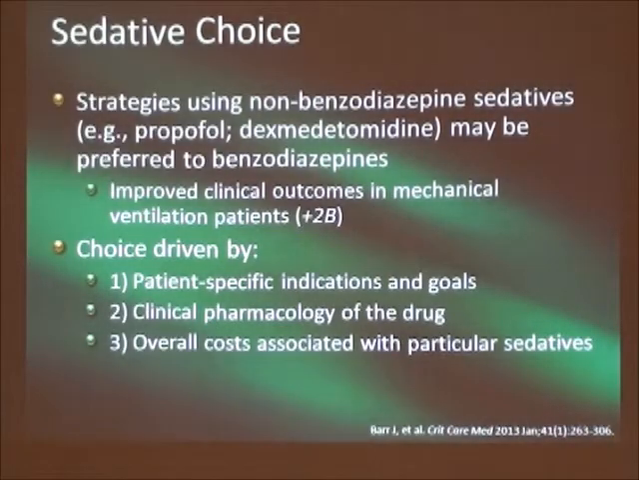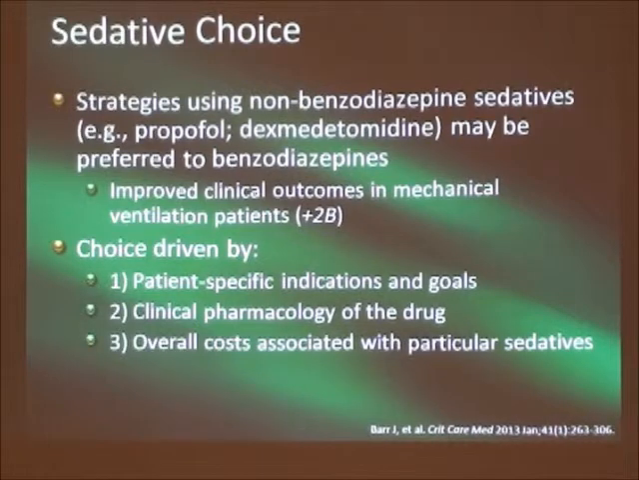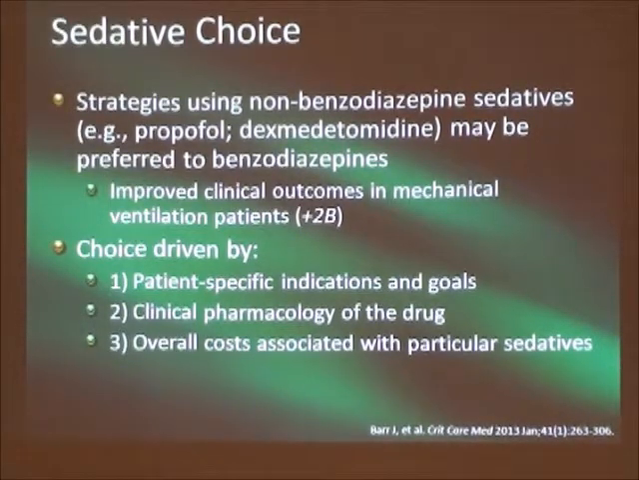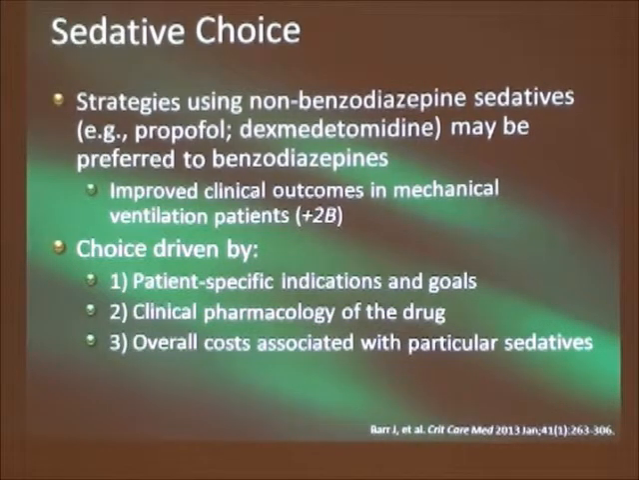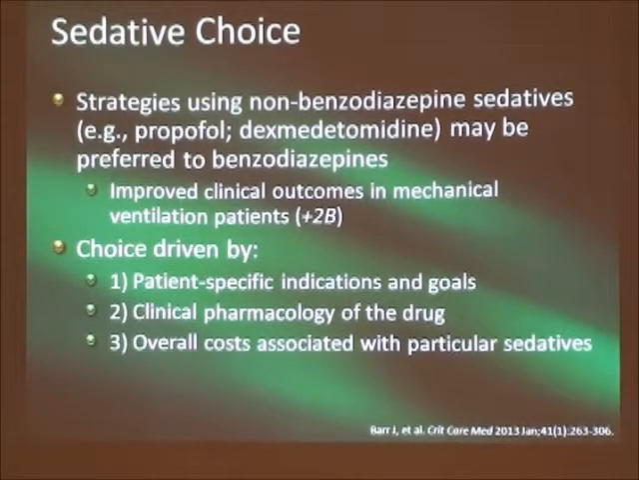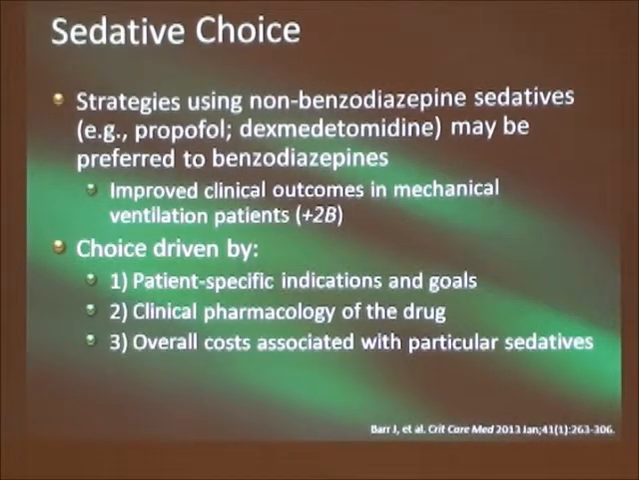So, sedative choices: strategies using non-benzodiazepine sedatives may be preferred, okay, to those using straight benzodiazepines. Non-benzodiazepine sedatives include propofol and dexmedetomidine. That leads to improved outcomes of mechanically ventilated patients. That's been supported by a couple of studies done in 2007 and 2009. Choice can be driven by patient-specific indication and goals. You may need benzos, right? Alcohol withdrawal patient, you may need benzodiazepines.